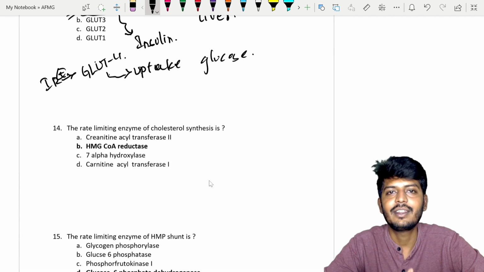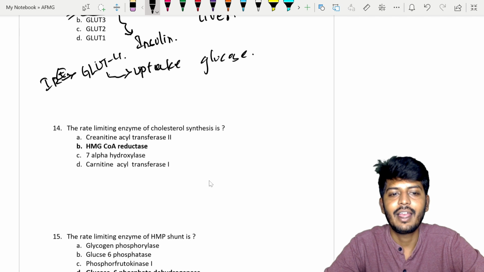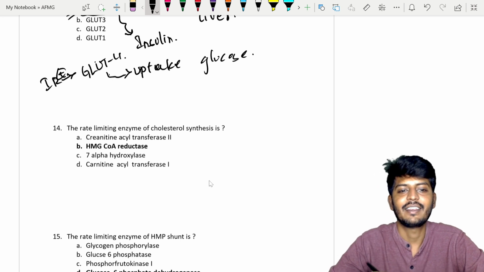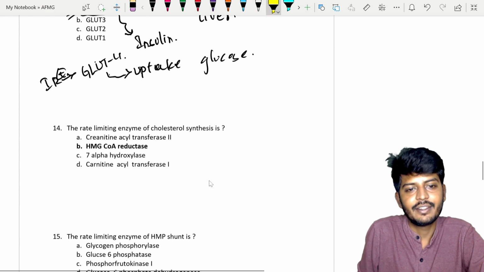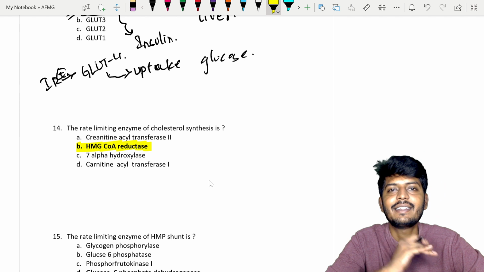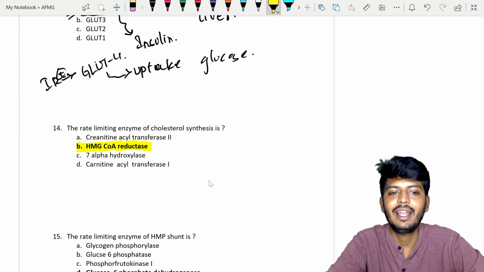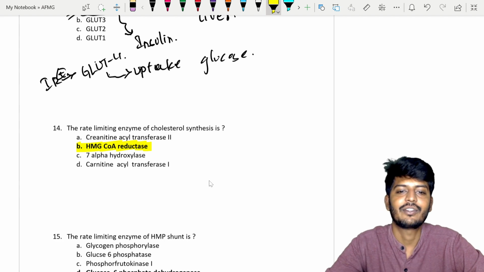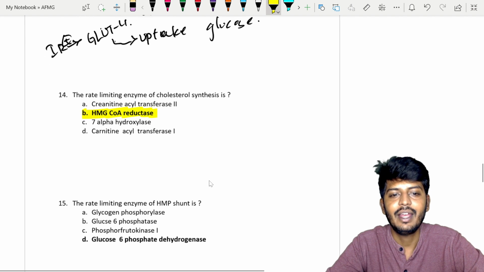Then, the rate limiting enzyme of cholesterol synthesis. Cholesterol synthesis occurs in the liver with the help of acetyl-CoA. Acetyl-CoA is the one which will start the cholesterol synthesis. The rate limiting enzyme is HMG-CoA reductase. This enzyme is highly active at night compared to daytime. Since it is highly active at night, we use statin drugs for the purpose of cholesterol reduction.